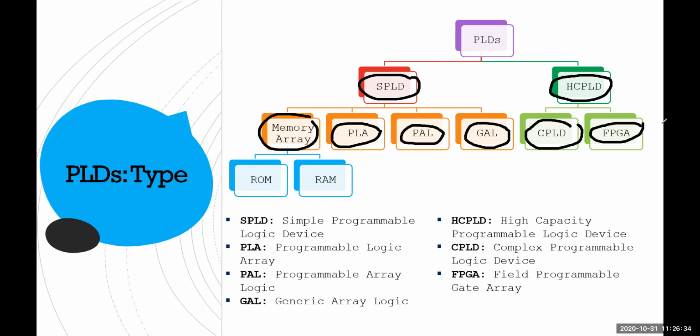You understood what I have said? Yes, sir. Yes, sir. Okay. Memory array can be divided into two types again. ROM, read-only memory. RAM, random access memory. Now you already know it.